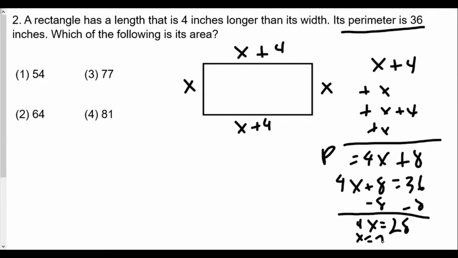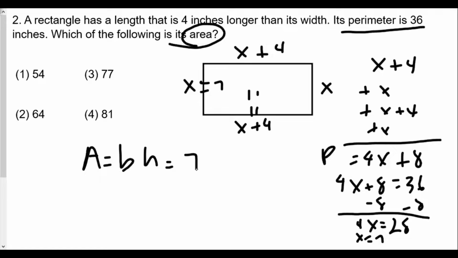So x equals 7, we have the width here to be 7, and the length here to be 11. And so the area, that's what we're looking for, area. The area of a rectangle is base times height, or length times width. And that's going to be 7 times 11, or 77. And there you go. That's 77, I guess, inches squared. Make sure I have the right units.